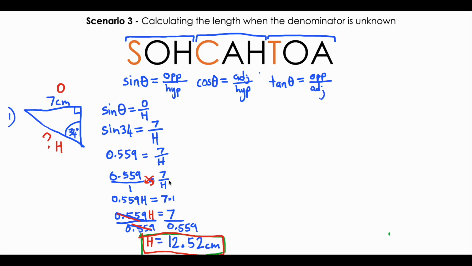All right, so I want y'all to take this down. So basically here we do the same process. The only difference is that when we come here, we end up dividing. Usually in the other step, we stop right here. Okay, in scenario 2, we end up stopping right here. But with scenario 3, we have a few more extra steps in order to figure out what the denominator is.